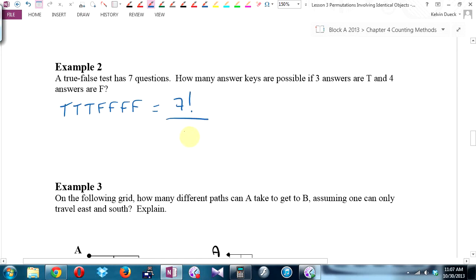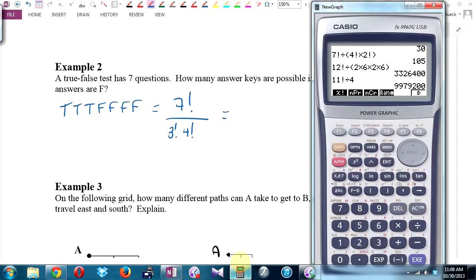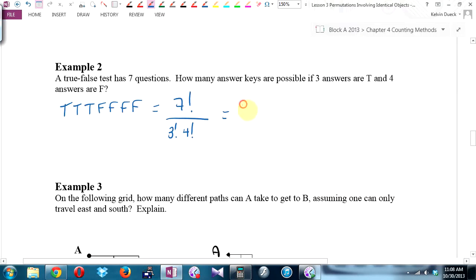How many trues? How many falses? How many different answer keys can you make up if 3 of them have to be true and 4 of them have to be false? So you're just scrambling the questions. How many different ways can you scramble or make up this answer key? 35? That's it? Oh, not very many.